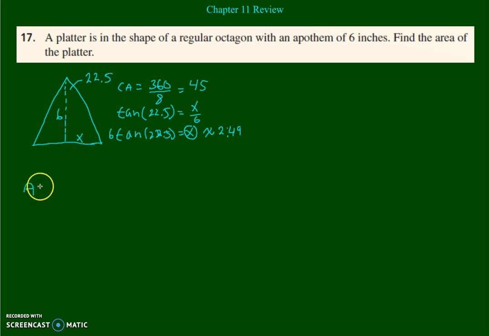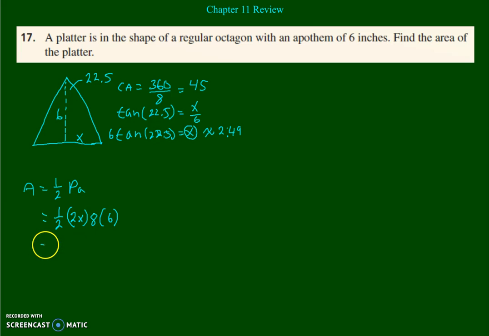We know that the area is 1/2 pa. That's 1/2 perimeter. Now our perimeter is going to be this x value times 2, which gives us a side length. So it's 2x times the number of sides, 8, because we have 8 sides in the octagon, and 2x is one side of the octagon. So there's my perimeter, and then my apothem is 6.